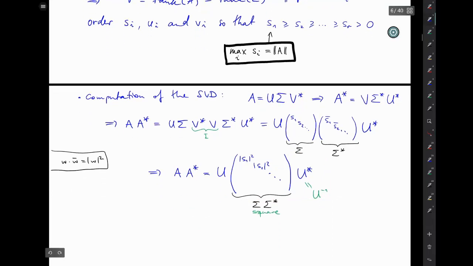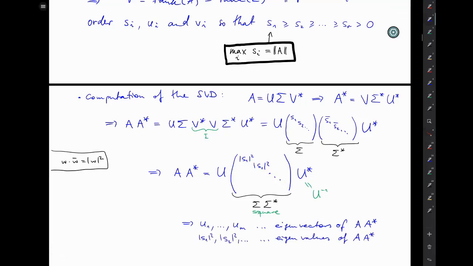It shows that u1 up to um are the eigenvectors of your matrix A star, and here on the diagonal you have the eigenvalues of A star. And that's how you get your vectors u_i and, well, at least the modulus squares of your singular values s_i, because you have A and you can compute A star, and that's how you do the rest.